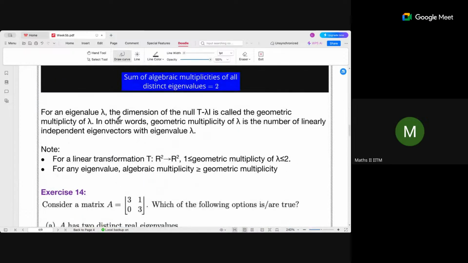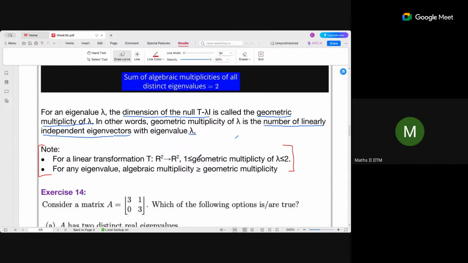Okay. And for an eigenvalue lambda, the dimension of the null space of T minus lambda I is called the geometric multiplicity of lambda. In other words, the other term we have used here is the number of linearly independent eigenvectors for lambda. So that is the geometric multiplicity of lambda. Okay, and this is very very important. I will put it in red. This note is very very important.